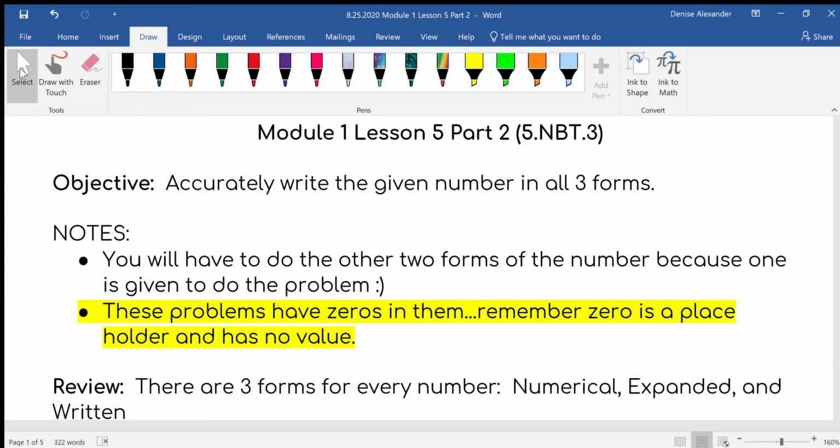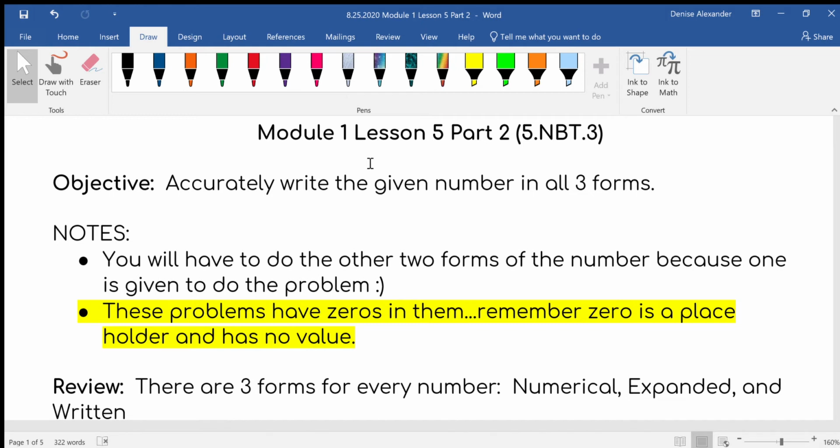Okay, you guys, here we go. Today we are working with MBT3 again, which is actually writing the given number in all three forms. Remember, those forms are standard or numerical, expanded, and written. Now, remember, we give you one form and you do it in the other two forms.